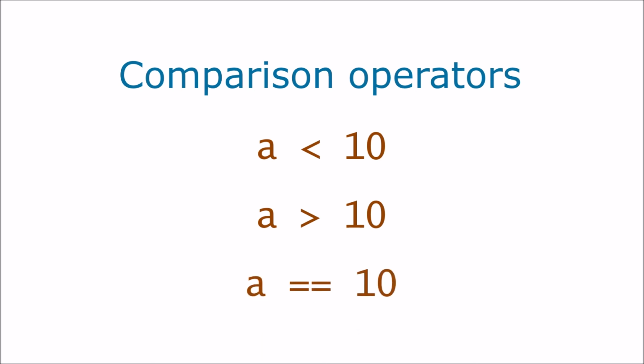The equals operator is true only if the two values are exactly equal, in this case if a was equal to 10. Notice that we use a double equals sign. If we use a single equals it would be confusing. It looks like we are setting a equal to 10.